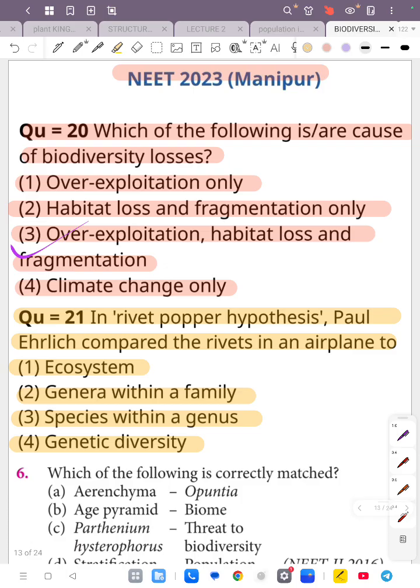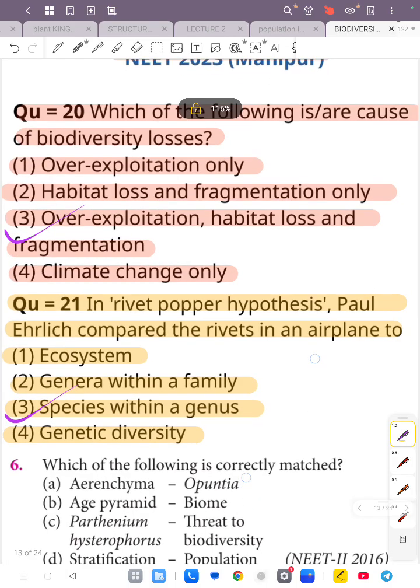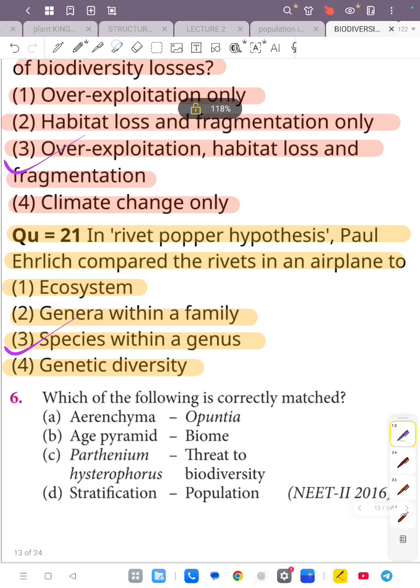In the rivet popper hypothesis, Paul Ehrlich actually compared the rivets in an airplane to nothing but species within a genus, right? So I'll tell you. Basically, he compared the airplane to the ecosystem. He compared the rivets to the species, and then he compared the wing rivets to the keystone species. Okay. All right. Moving on to the next question.